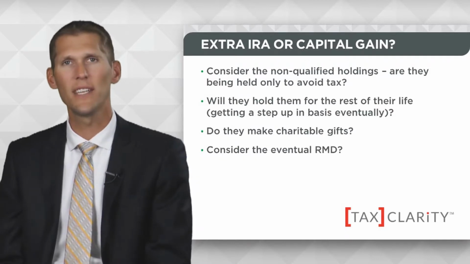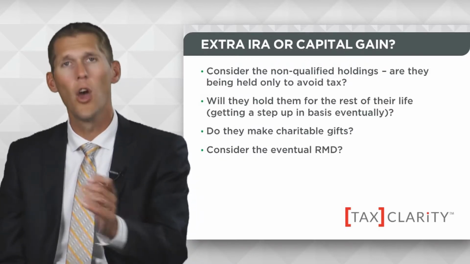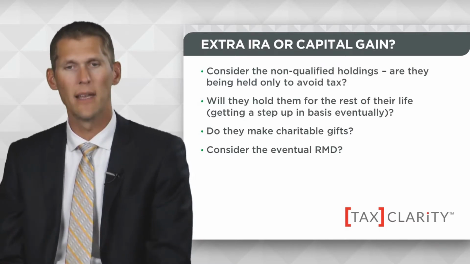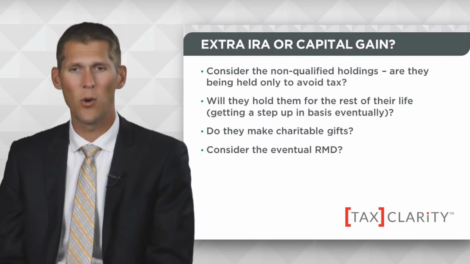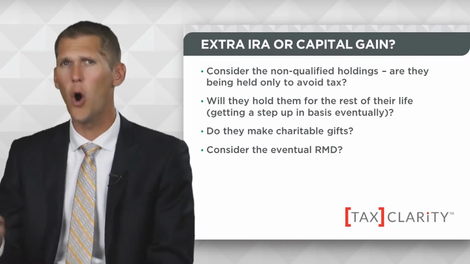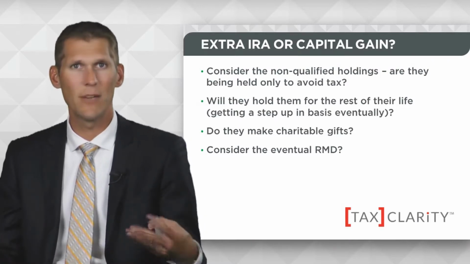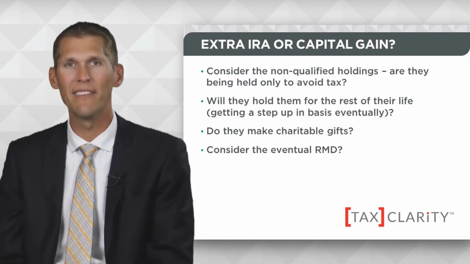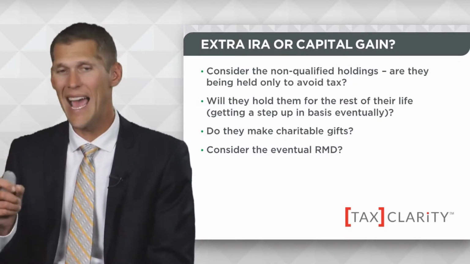So how do you make the decision? Do I do an extra IRA withdrawal or a Roth conversion, or do I harvest the capital? The real questions are these. First, I've got to consider the non-qualified holdings. Are they being held only to avoid tax? If they are, it goes back to that idea, we don't let the tax tail wag the investment dog. So we're only holding them to avoid the tax.